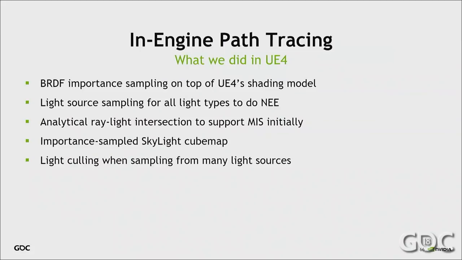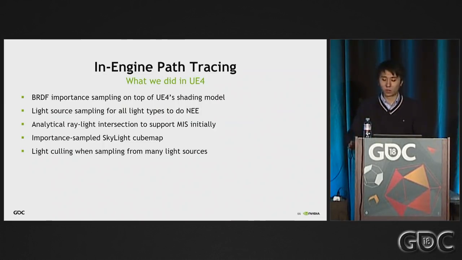And finally, we also added importance sampling of the UE4 shading model, which is quite similar to Disney's principled BRDF, so it's also pretty standard. We also added importance sampling of existing UE4 light types, which are spherical light sources, directional lights, and rectangular lights. And for the purpose of doing direct lighting multiple importance sampling, we actually had to add analytical ray-light intersection so that our rays can intersect with spherical lights analytically and then calculate MIS accordingly. And finally, we also added light culling to make sampling from multiple light sources more efficient.